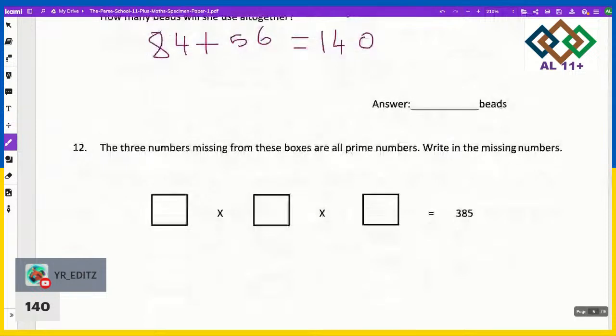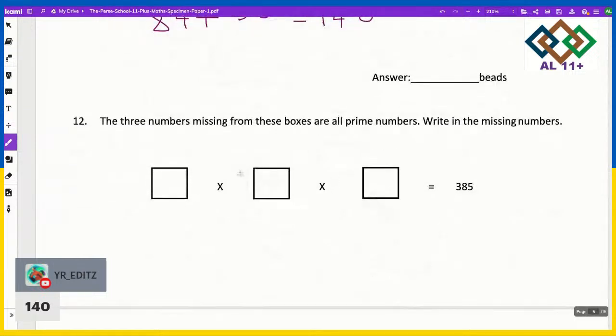They are telling you, multiply by something gives you 385. So 5 multiply by 7 and multiply by 11. So you could just find first 385, how you get that. And that would be your answer for this one.